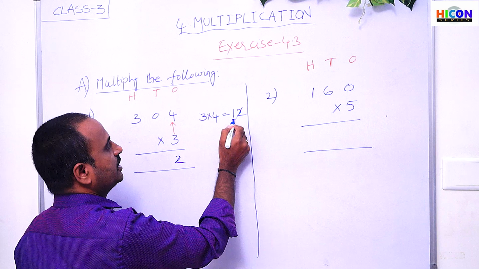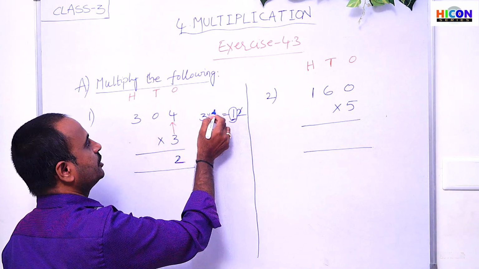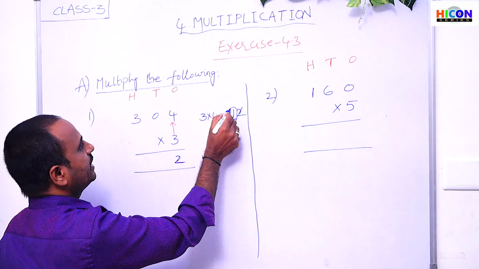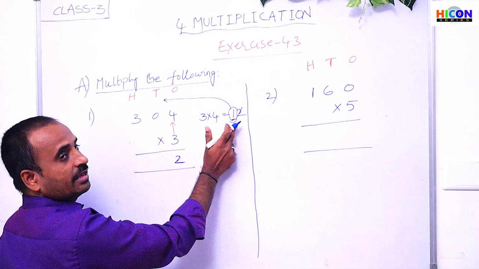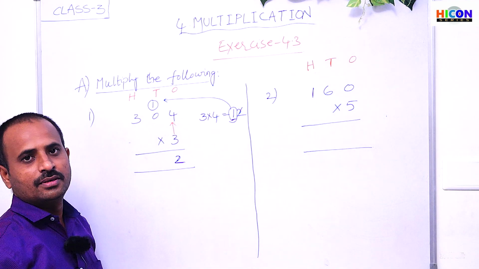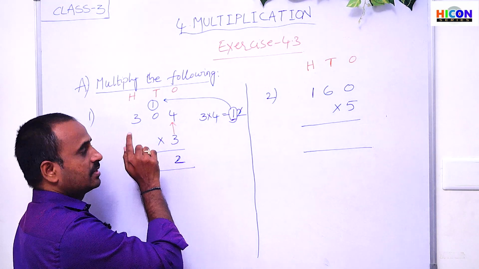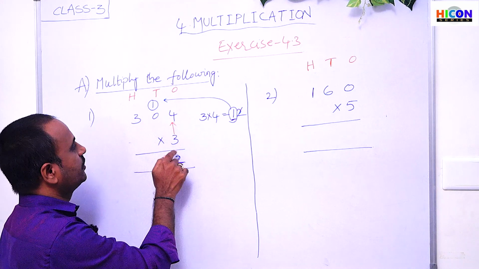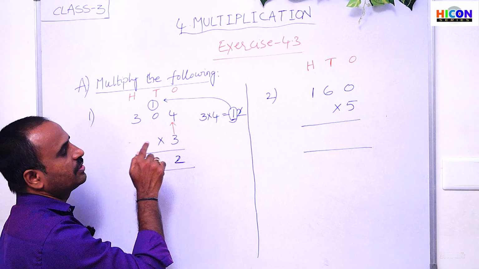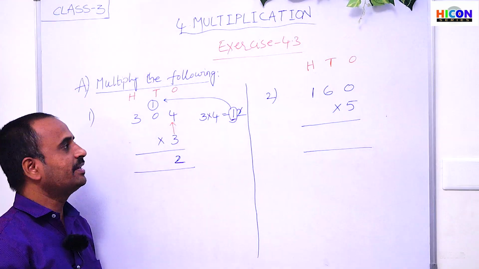What is the first digit here? 1 is the first digit. And carry the first digit to the next place. What is the next place after the ones place? That is the tens place. So carry the first digit to the tens place. Now multiply the digit present in the tens place with 3. Which digit is present in the tens place? 0 is present in the tens place.